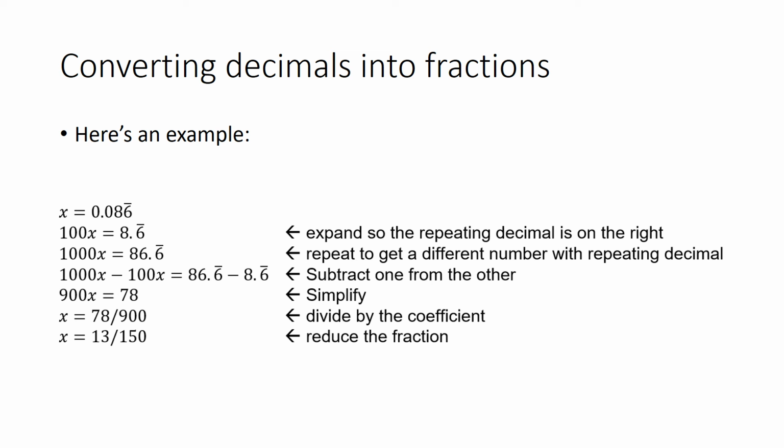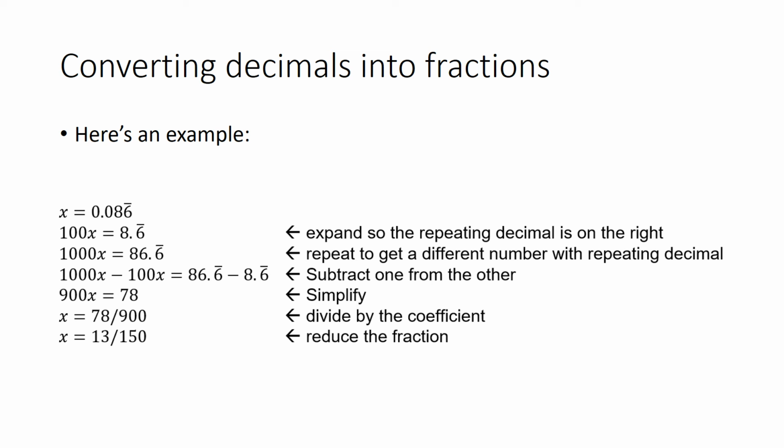So if you take 1,000 of them and subtract the 100 of them that we worked out just a moment before, that's 86.6 repeating minus 8.6 repeating. So the 0.6 repeatings cancel out. You're left with 86 minus 8, which is 78. So 900 lots of x is 78. So therefore, x is equal to 78 over 900.